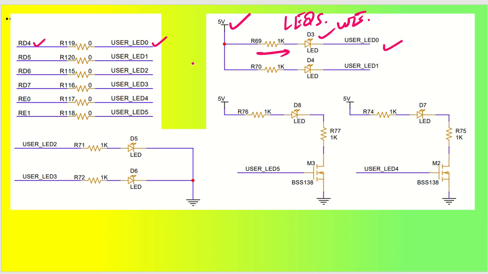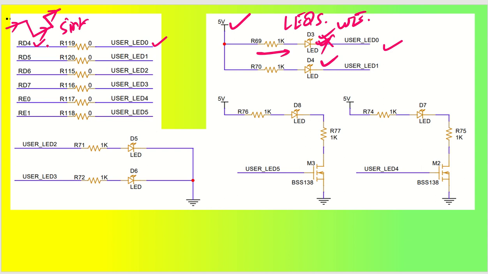Got it? Whenever RD4 is kept high, this LED will not glow. And whenever it goes low, then this LED will glow. So this is how the connection is. Basically, the microcontroller port pin will be acting as a sink. Similar to that, LED D4 will also have the same functionality.